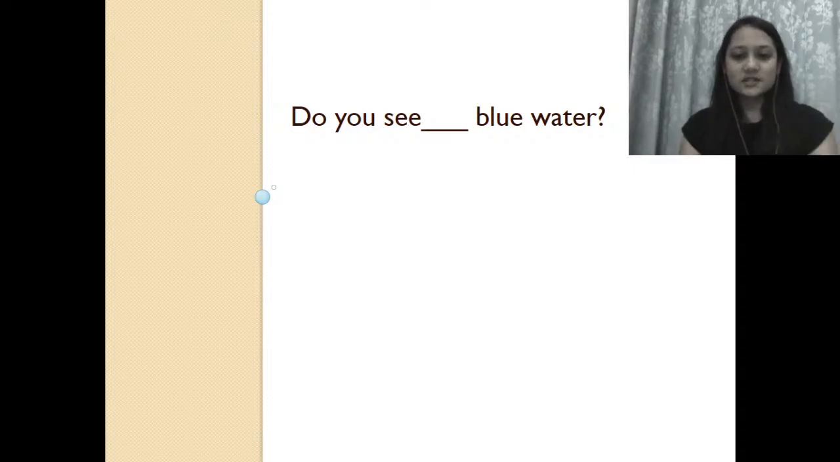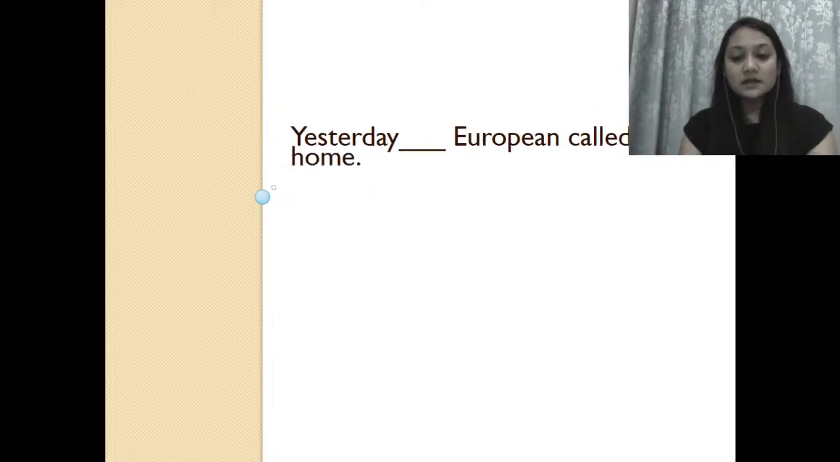Here's the first question. Do you see dash blue water? I'm repeating. The question is, you have to put a, an or the: do you see blue water? So the answer is the. Are we clear? Why? Because we are talking about the specific color here. We have pointed towards a definite thing. That is why we have used the here.